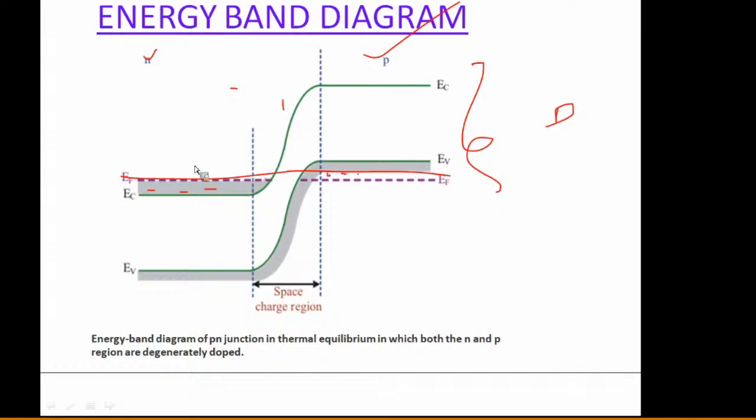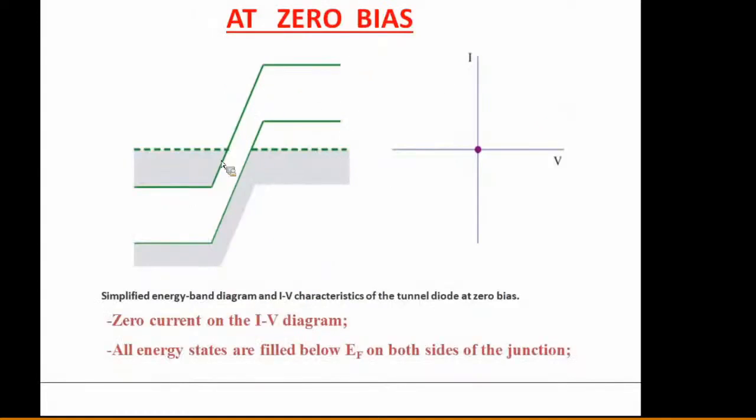This is a valency band. Holes will be present here. Conduction band, electrons are there. According to the Fermi level, these two will be exactly opposite to each other. Now at zero bias, there is this much portion that is opposite to the conduction band of electrons, or opposite to the valency band. Here, empty holes are there.